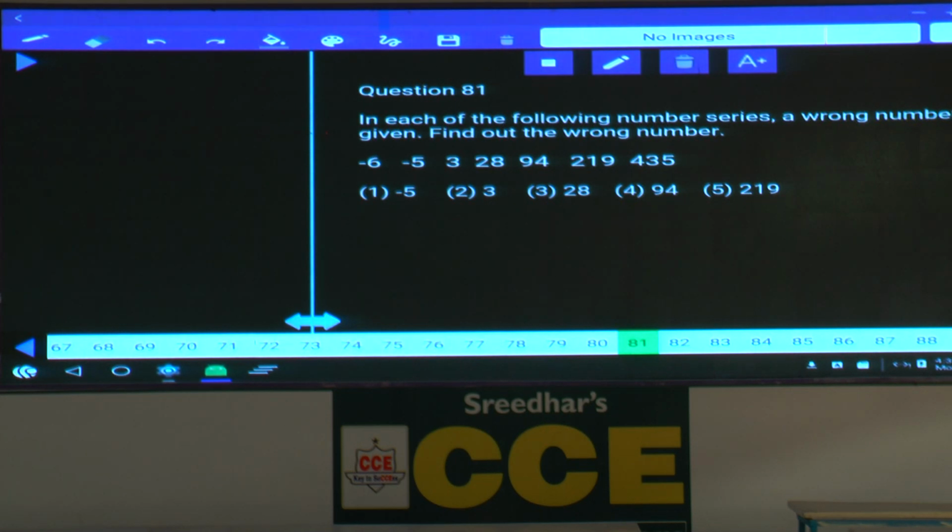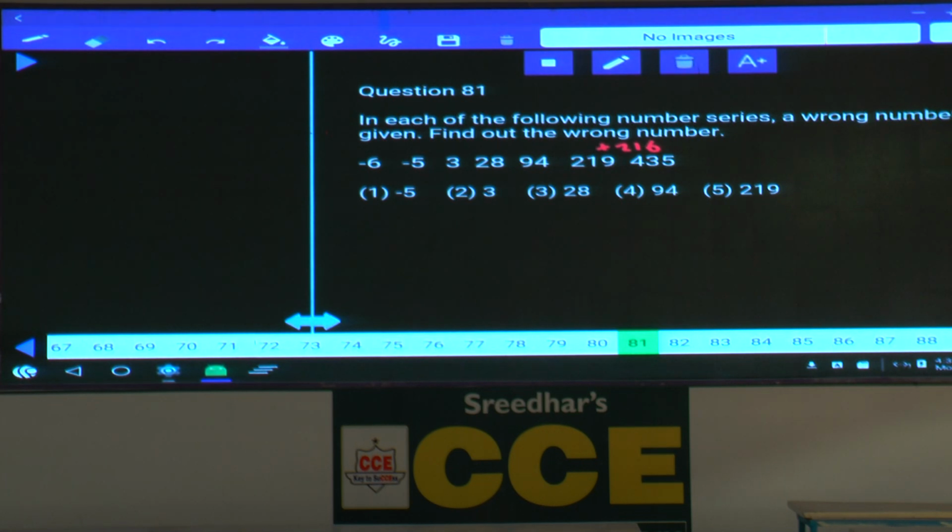Now the difference between these two is 216, isn't it? 219 plus 200, 419 plus 16 will be 435. Now 216. The 94 and 219. Tell me what is the difference here? 94 and 219, 100 plus 25. 25 is how much? 125.